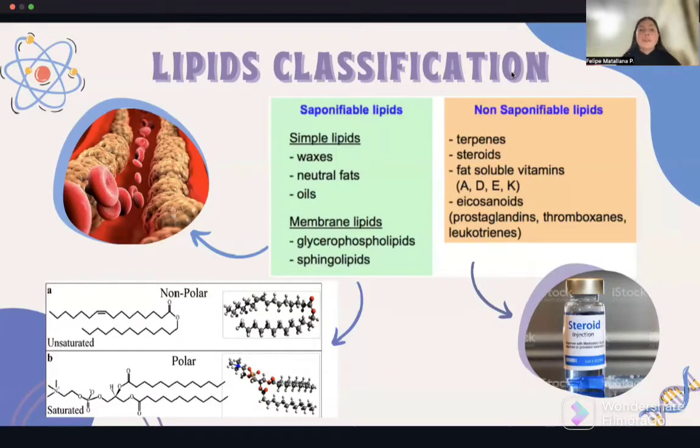Furthermore, we can divide lipids into polar and non-polar. Polar are the ones that are used in membranes to form a barrier with the external water environment, and these include sphingolipids and glycerophospholipids. And non-polar lipids are the ones that are used to store and fuel energy, such as triglycerides.